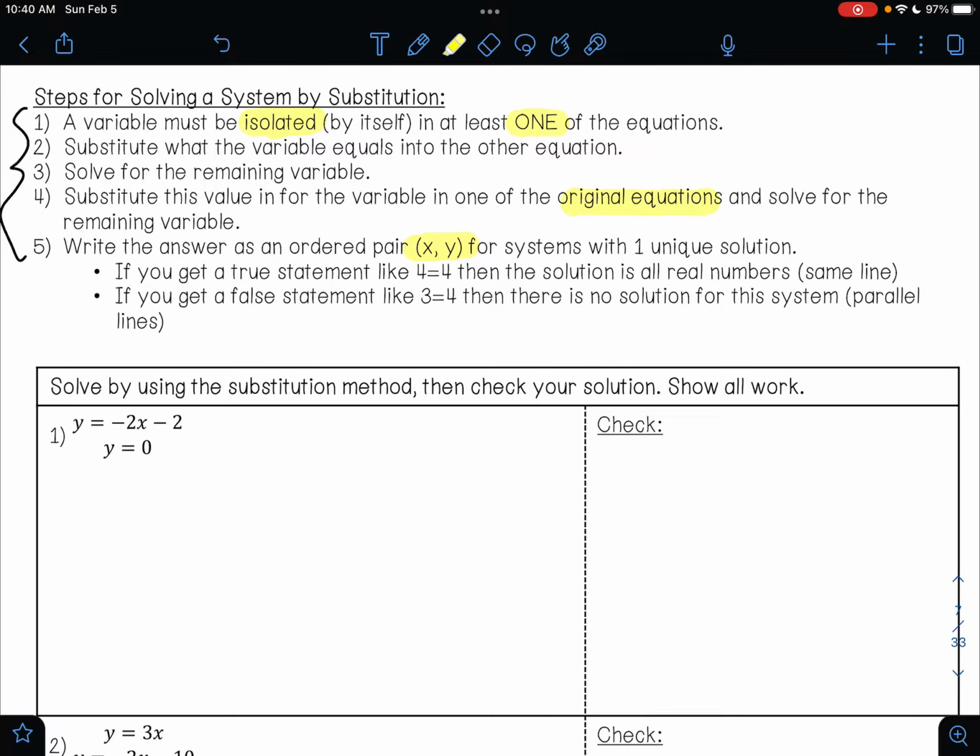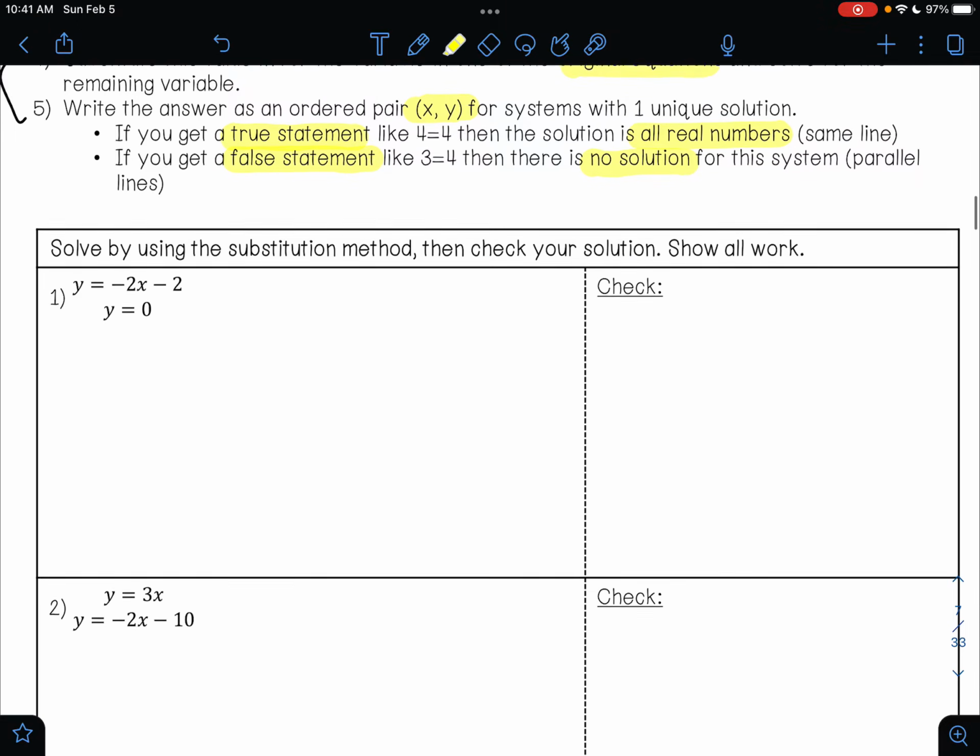If at any point when you're solving, you get a true statement, so something that looks like 4 equals 4, or 0 equals 0, or negative a million equals negative a million, then your answer is all real numbers because they're the same line. If you get a false statement, like 3 equals 4, or 0 equals 10, or 5 equals negative 5, then you'll have no solution because you'll have parallel lines. I'm going to show you what all of this looks like today in our notes.